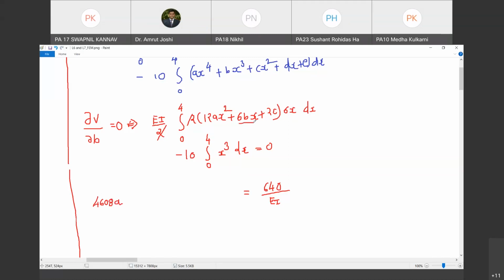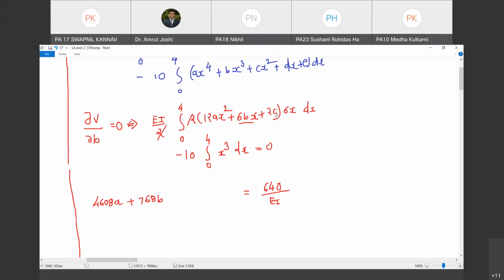Now look at the second term, 6bx into 6x. So it becomes 36x square. So what is the integration of 36x square? It turns out to be 768 if I'm right. Please correct me if I'm wrong. Pooja, is it 768? Yeah, so 768b.